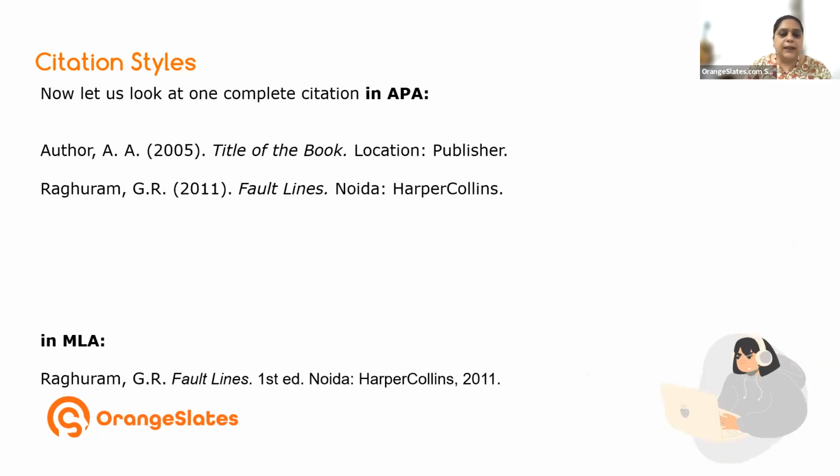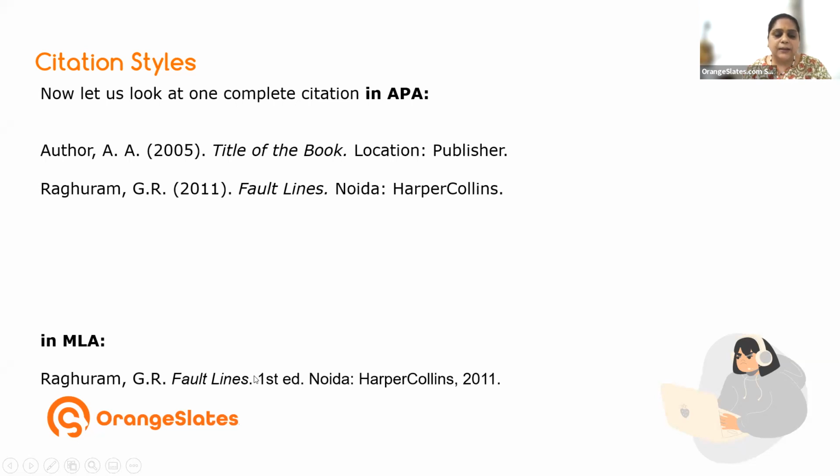Now look at some citations in APA or in MLA. So this is a book, Fault Lines by Raghuram GR, if you know the famous person. If you see his name, surname is first and then his initials, then the year in which the book was published, the book name in italics. It was published in Noida by HarperCollins. So this is a simple citation style of a book.